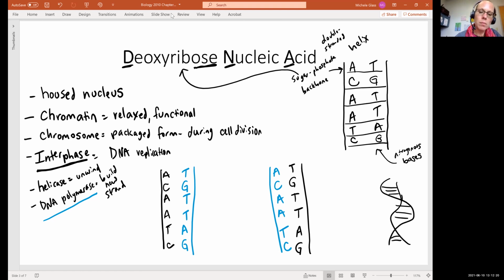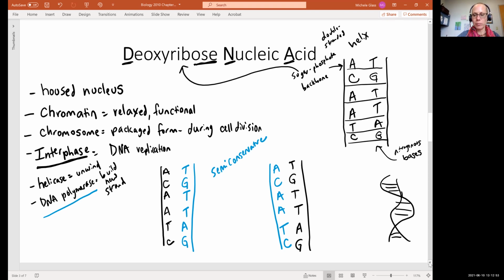And so we can talk about this as being semi-conservative replication because I've kept an old strand paired with a new strand. Okay, and this process of DNA replication is happening inside the nucleus. This is happening specifically during a phase of the cell cycle called interphase, which we'll talk more about in just a little bit. So that's our quick review of our DNA molecule.